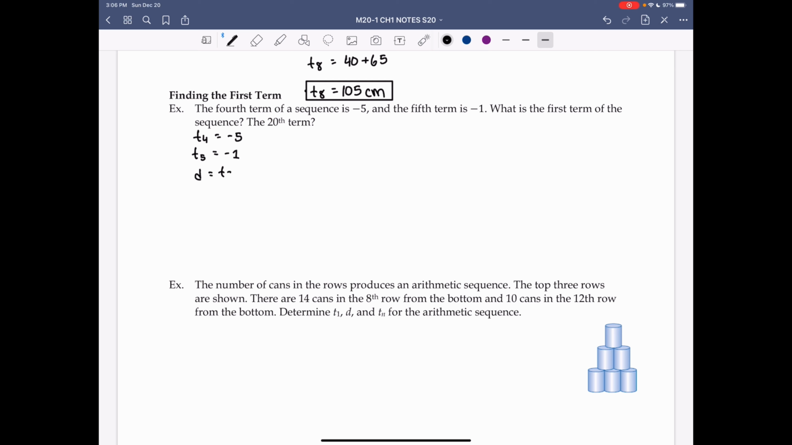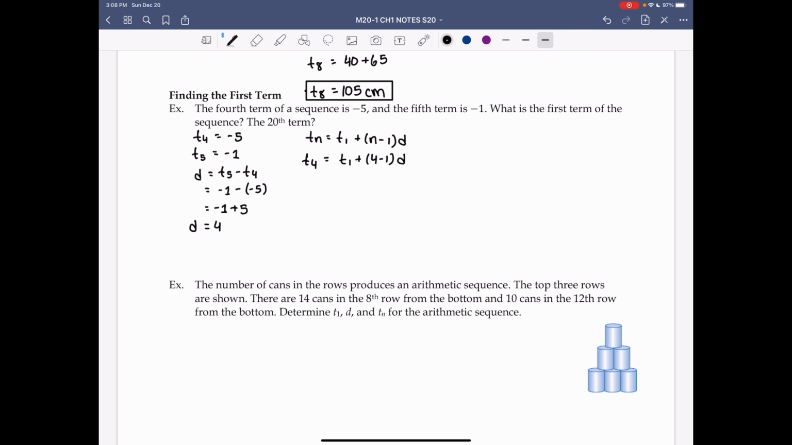D equals T5 minus T4, which is -1 minus -5, which is -1 plus 5, which is a d value of 4. Then we go to our general term. So Tn equals T1 plus n minus 1 times d. We know the value of term 4 and we know the value of term 5. So we can fill in the information for one of those two terms. I'm going to do T4. So T4 would equal T1 plus 4 minus 1 times d.